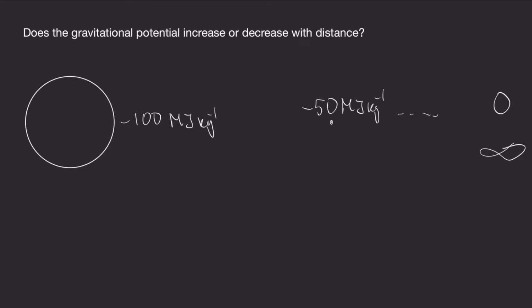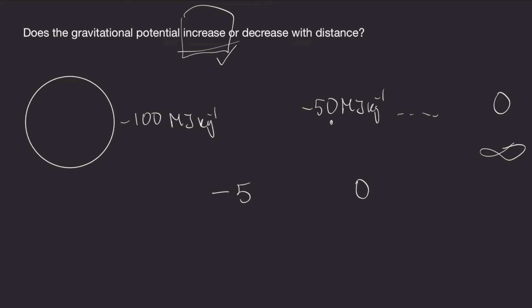Because it has gone from a very negative value to 0, it has actually increased with distance. And this is really, really important. Kind of like if we have gone from minus 5 to 0, we need to have inputted 5. You can almost think of it as a bank account. If the bank balance is minus £5, in order to reach 0, we need to input £5. So the gravitational potential increases with distance.